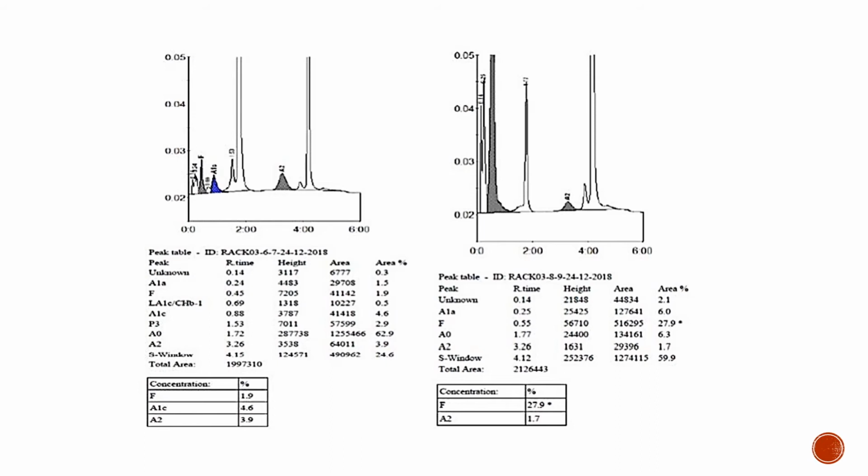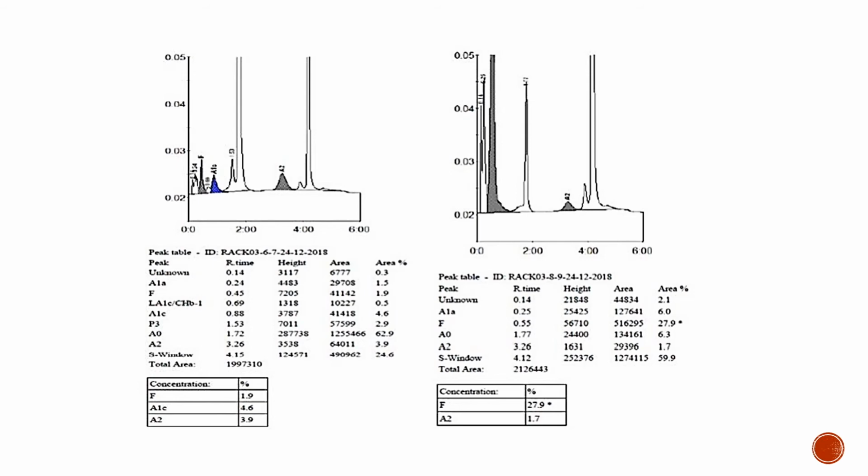It's a misnomer, or it's a myth to think that a patient of sickle cell trait will have 50% HbS and 50% normal adult hemoglobin. It doesn't happen like that, because HbS has a lesser or poorer rate of transcription and translation. So it will always be less than 50%. Now on the right hand side we can see S window is 59.9%. Normal adult hemoglobin is 6.3, it's hardly there. HbF is raised, it is 27.9%, and A2 is 1.7.